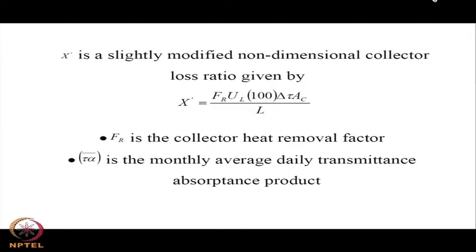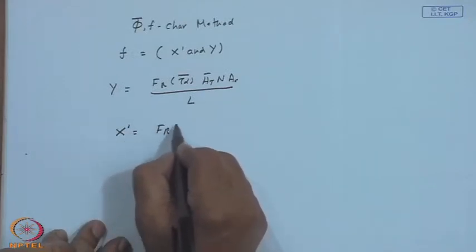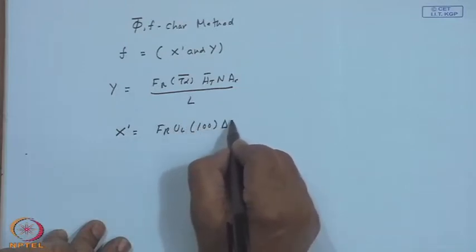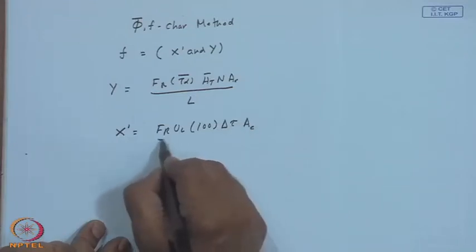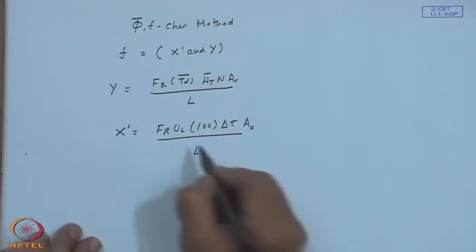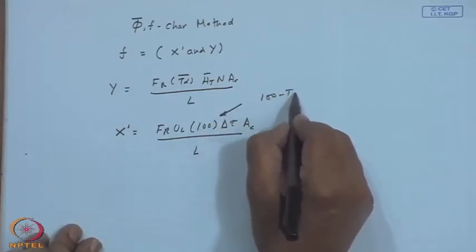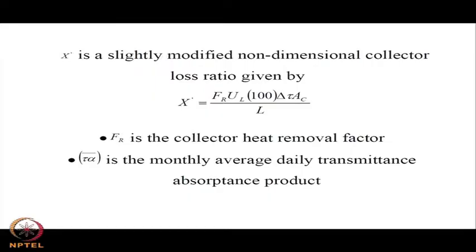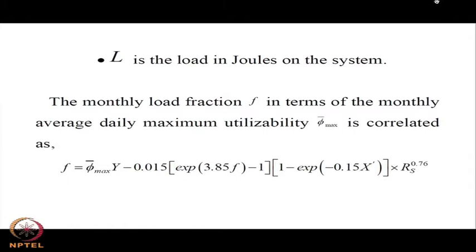And the non-dimensional collector loss is slightly modified as X dashed equal to F_R U_L times 100 times delta tau, that is the number of seconds in the month, by A_c upon L. So, the only difference is this comes in place of 100 minus T_a bar. So, these symbols are explained over here, and H_d bar and all these things are known.